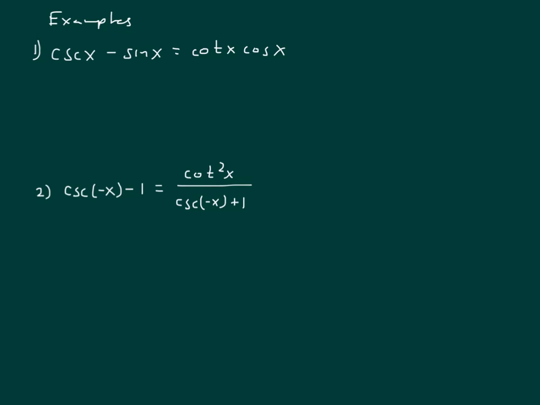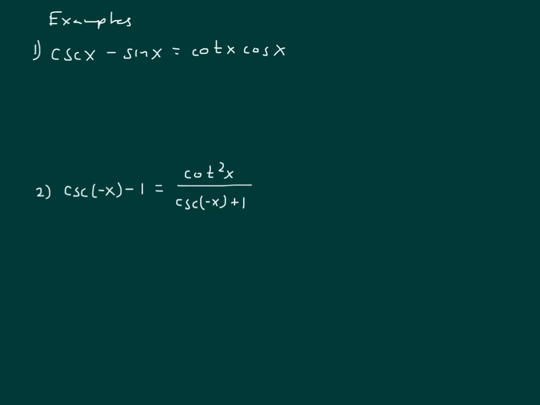Let's take a look at a couple examples. In this case, in the first one, I want to verify that cosecant of x minus sine x is equal to cotangent x times cosine x. I can choose whichever side I want to work on, and I'm going to work on the left side.